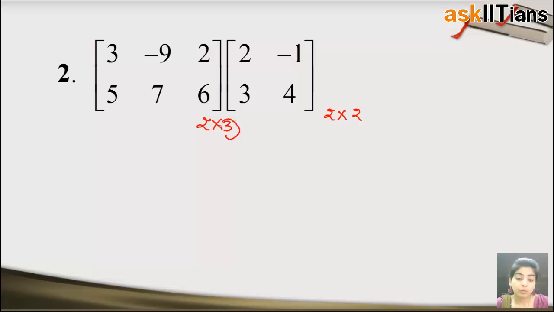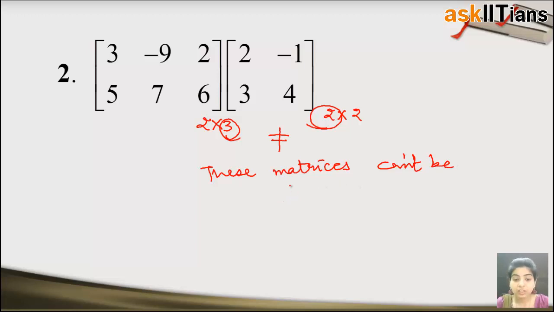Okay, so what do we see here? That this is not equal to this, so these matrices can't be multiplied. So remember this thing, don't blindly start multiplying any two matrices. The number of columns of the first should be equal to the number of rows of the second. So these matrices can't be multiplied.